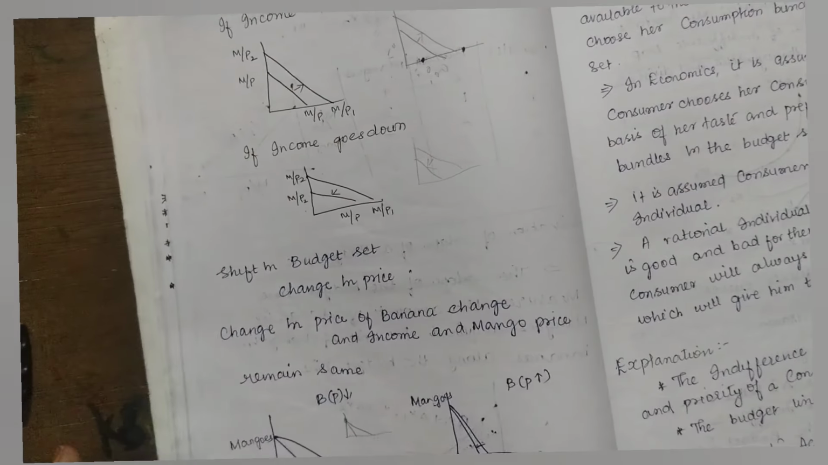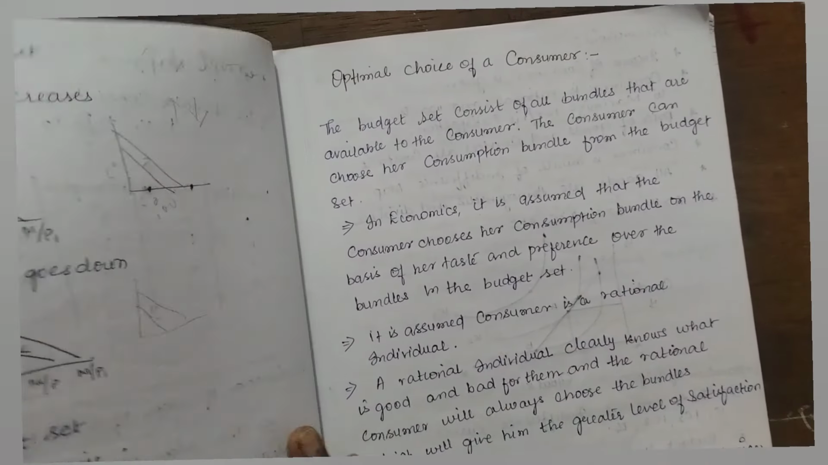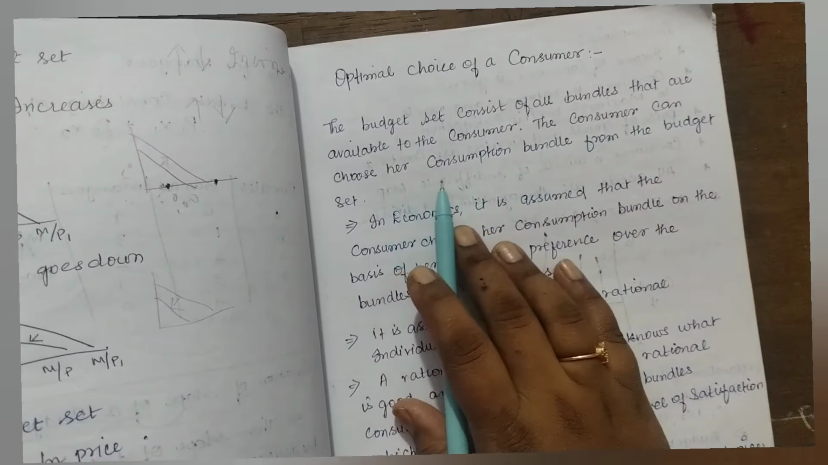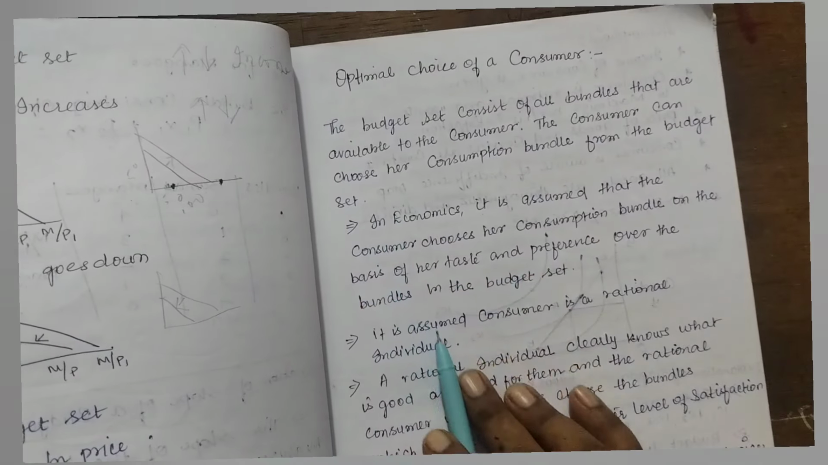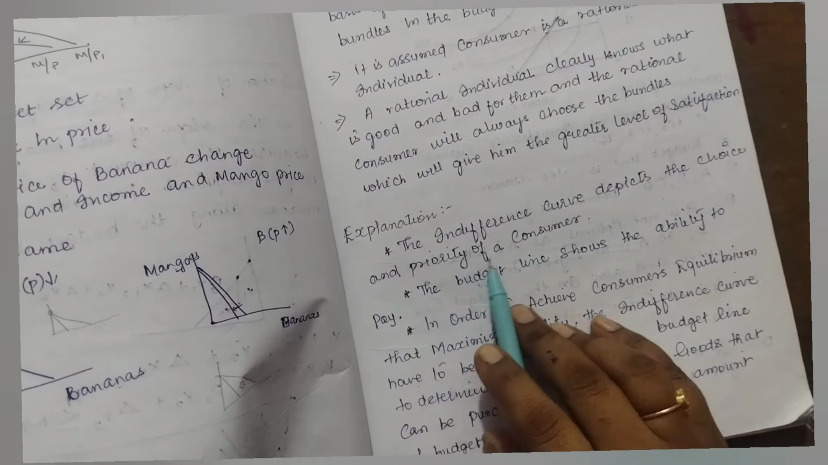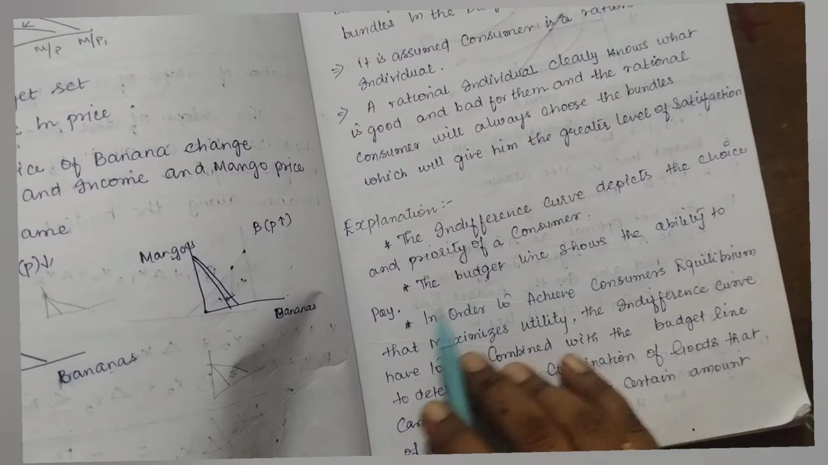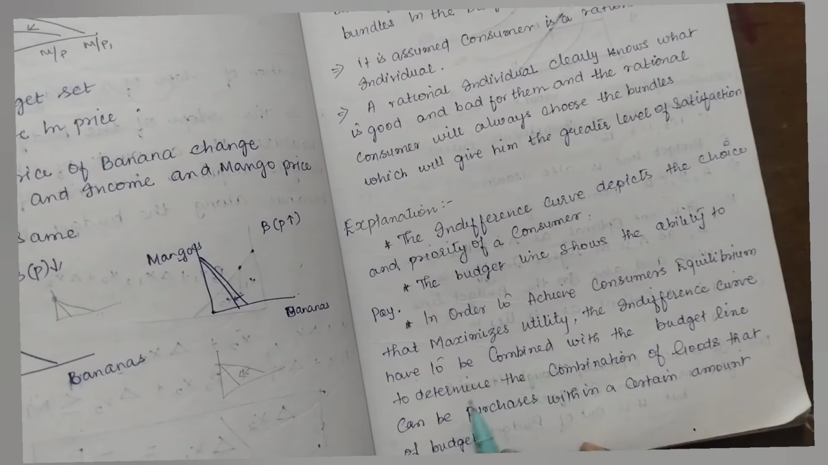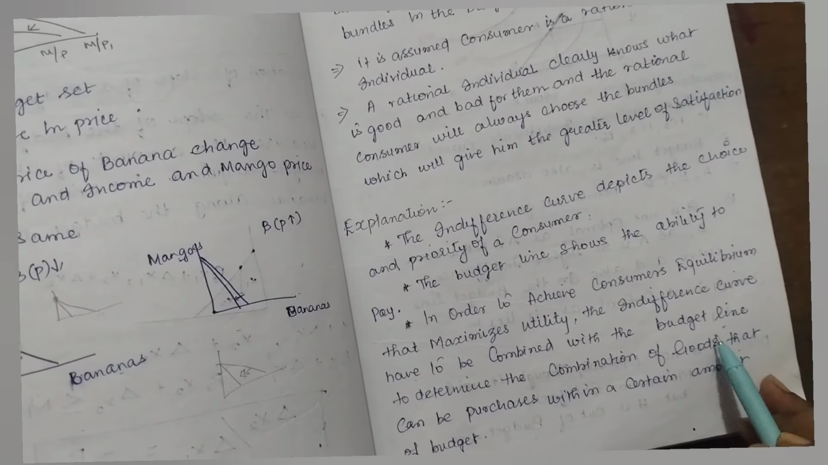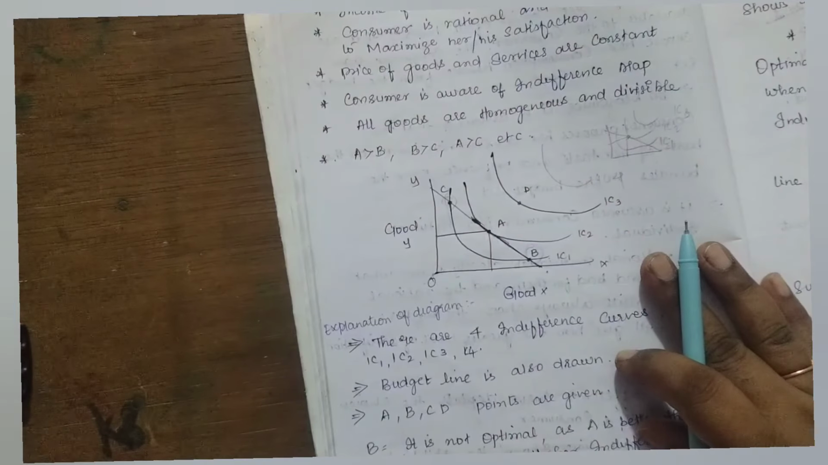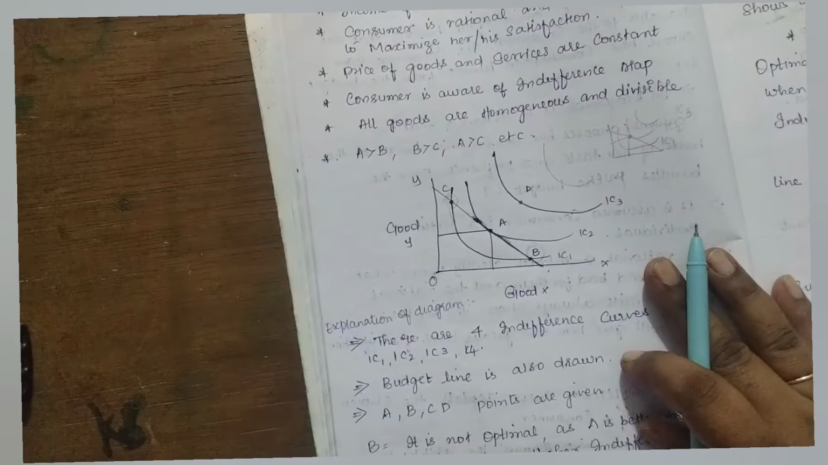After that we have the optimal choice of a consumer, which is very, very important. The budget set consists of all bundles that are available to the consumer. The consumer can choose a consumption bundle from the budget set. The indifference curve depicts the choice and preference of a consumer. The budget line shows the ability to pay. In order to achieve consumer equilibrium that maximizes utility, the indifference curve has to be combined with the budget line, because the budget line shows affordability and the indifference curve shows desirability. It means the consumer should not only desire it but also have the ability to pay for it.